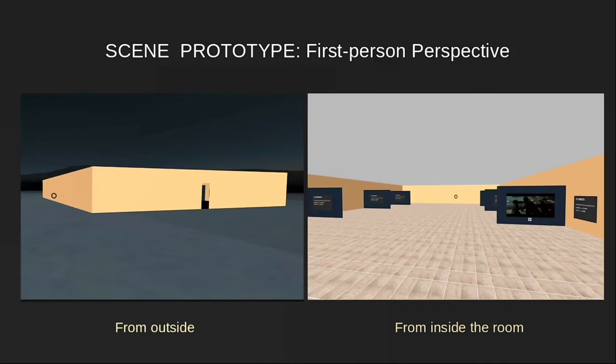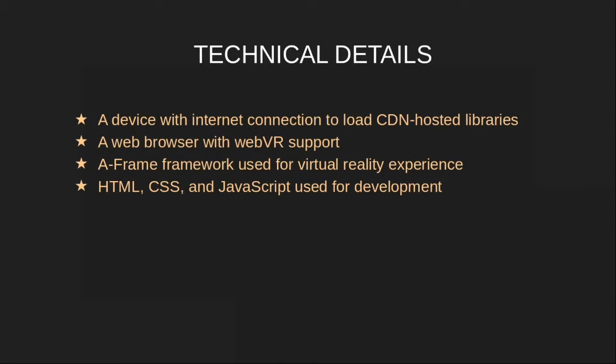This slide consists of the scene prototype. The left one is the view from the outside and the right one is the view from the inside of the room. As you can see, there are posters on the walls and also videos present inside the room.